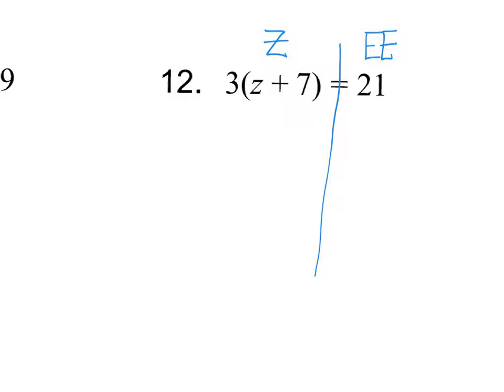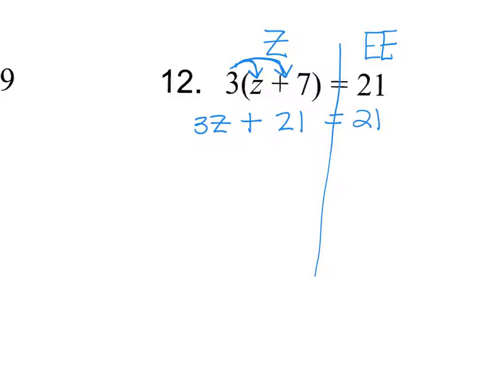Now for simplifying, we've got 3 times Z plus 7. This is the distributive property. This is saying that this 3 has to be multiplied by everything inside of these parentheses. So I've got to multiply 3 times Z and 3 times 7. That's part of simplifying, is the distributive property. So not only are you combining like terms, but you've got to distribute or multiply things out. 3 times Z is 3Z plus 3 times 7 is 21 equals, and I still have 21 on this side.